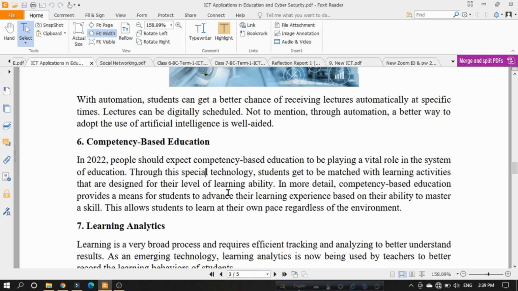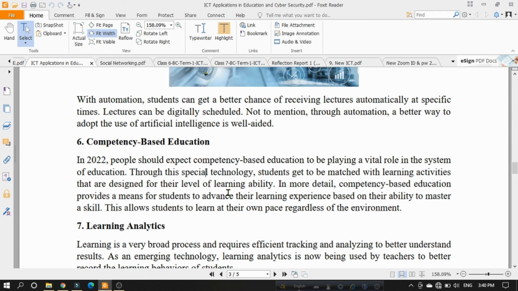That means students will be matched to competency-based education. Suppose a student has the capability of learning a few things based on AI, then the system will generate some education material related to AI for him. That means based on the level of learning ability, the activities will be matched to the students and designed for them. That's how the students will get the best possible learning for him or her.